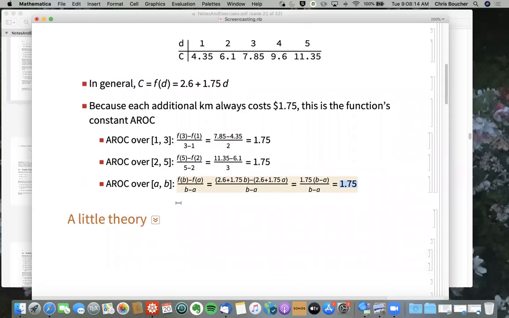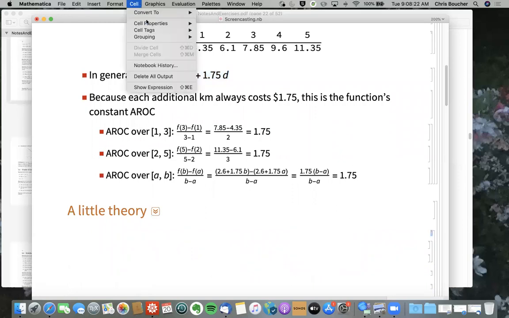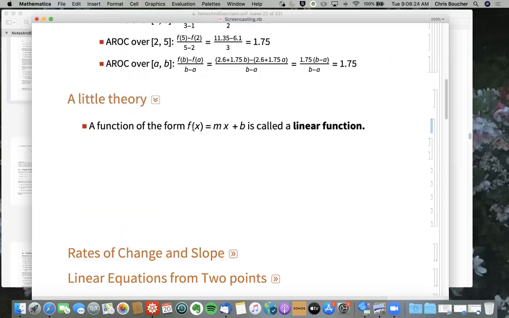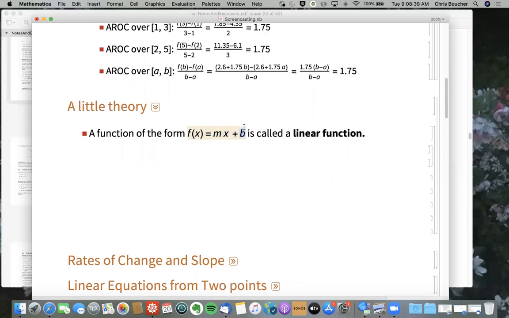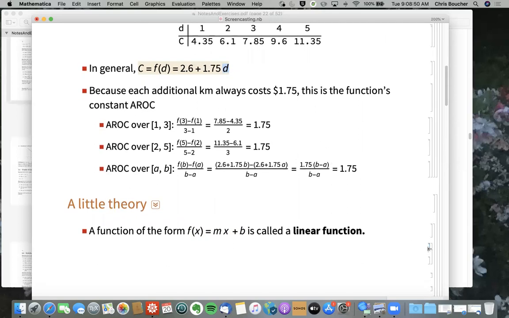Okay, so let's talk a little bit about linear functions in general. This is just a single example of a linear function. A linear function is a function that has this form, right? So f of x is m times x plus b. The input variable only shows up in that one spot on the right-hand side, right? So I take a number m, I multiply by the input, and I add another number b. And you can see up here that this is what's happening, right? The input variable is d. I'm multiplying it by 1.75 and adding 2.6. So that's called a linear function.